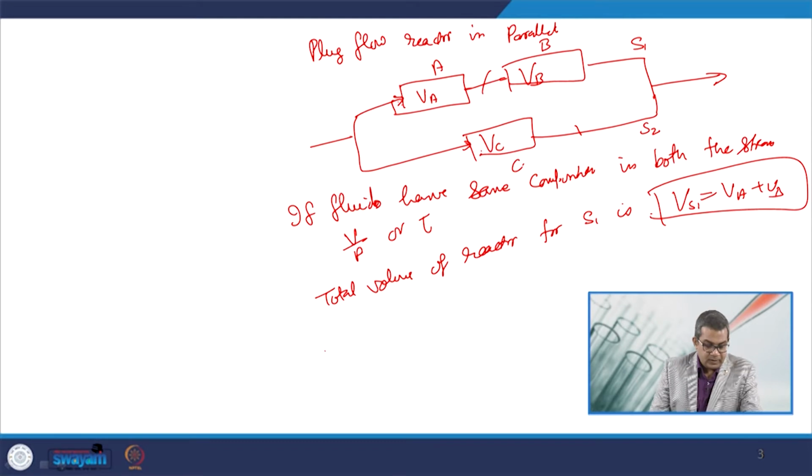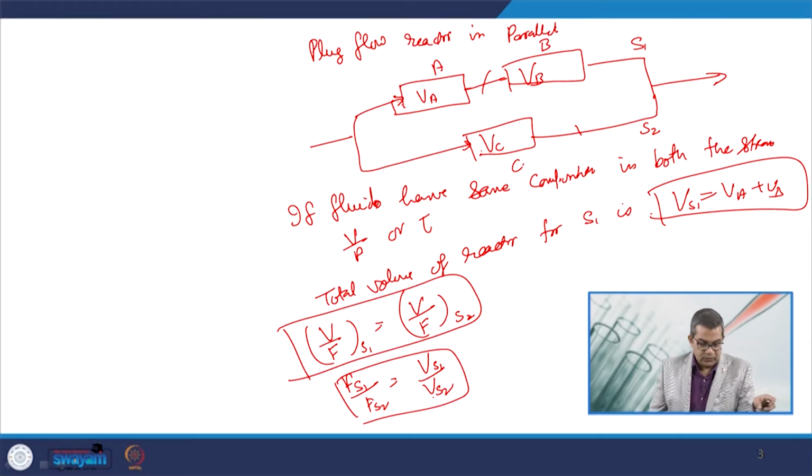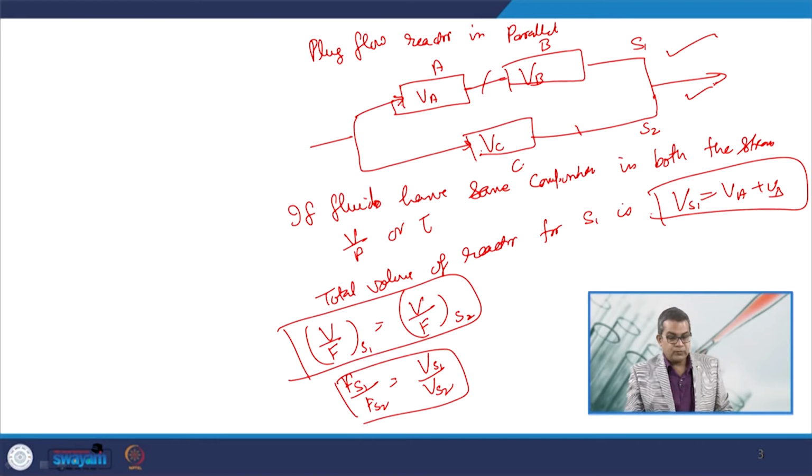Now, we can write for the plug flow reactors in parallel that V upon F for S1 is equal to V upon F for S2. Similarly, we can write Fs1 upon Fs2 equal to Vs1 upon Vs2. From this relation, we can calculate what amount of feed must be fed to the system, either S1 or S2. So, this is again a very important thing which we need to look into.